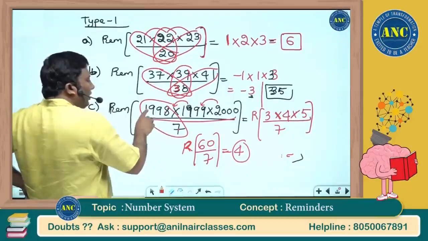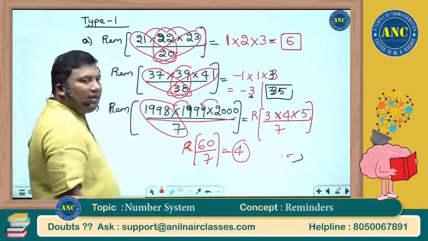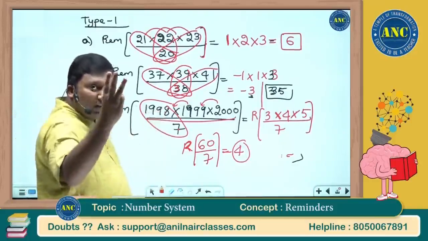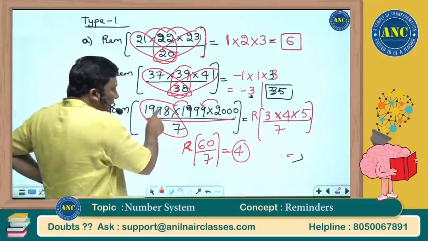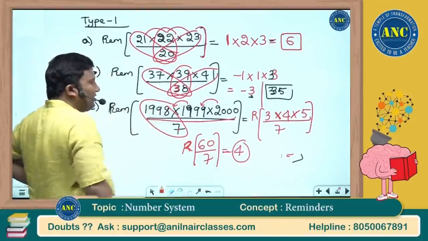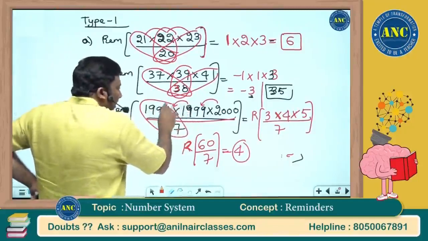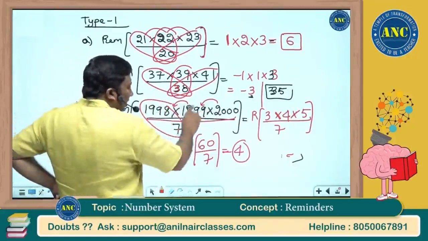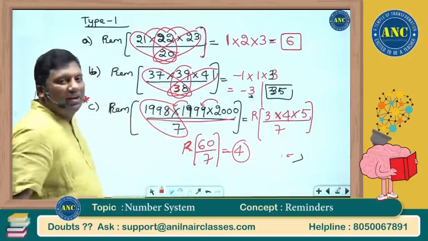7 2s are 14, 15 9. 7 8s are 56, 38. 7 5s are 35. Remainder it is 3. 1998 divided by 7, remainder it is 3. 1999 is 1 more than 3, it is 4. 2000 is 1 more than 1999, it is 5.